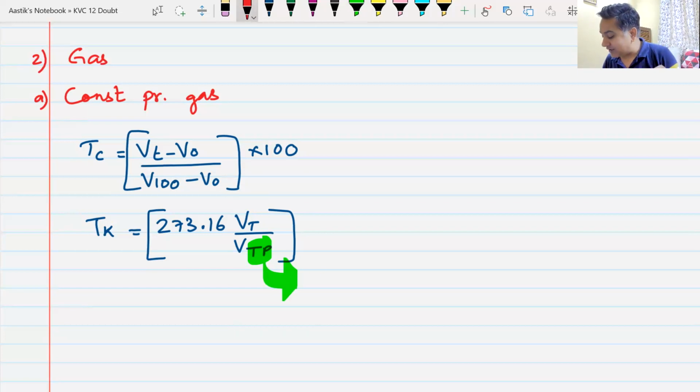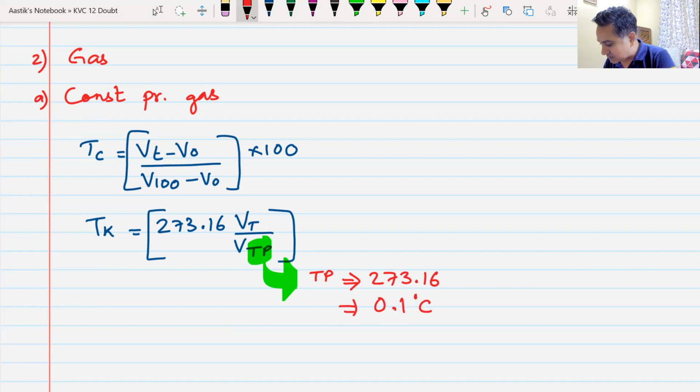The triple point of water on this scale is how much? 273.16 Kelvin. So there is 0.16 here and there was 0.15 there because the triple point is actually equal to 0.01 degree Celsius. And that is why it is not 273.15, it is 273.16.